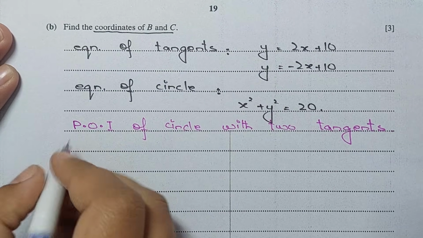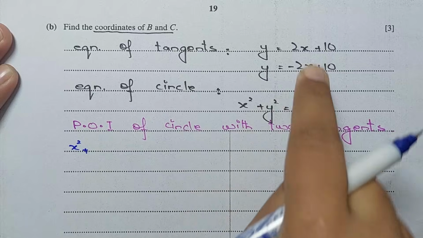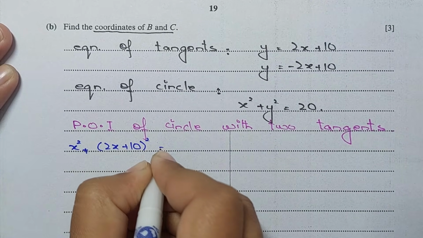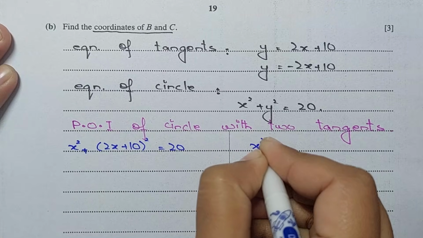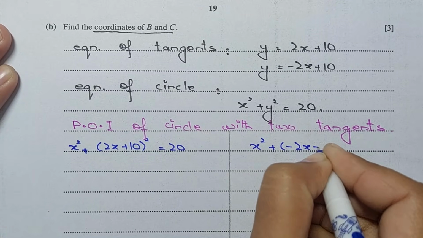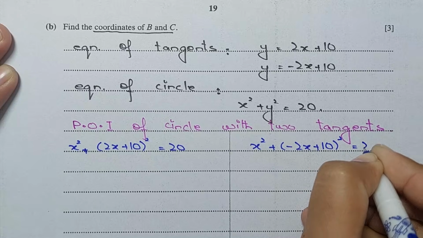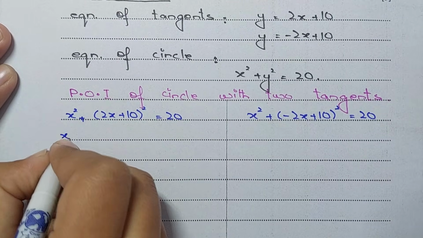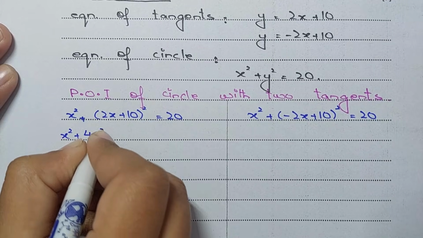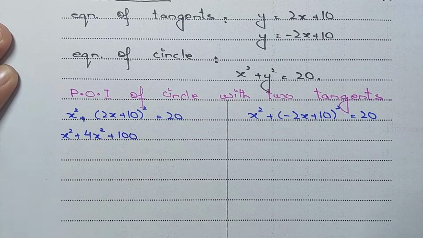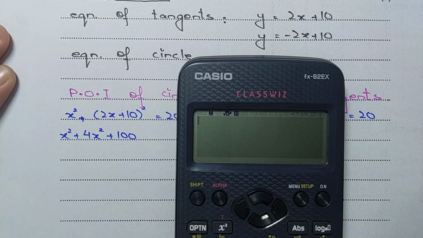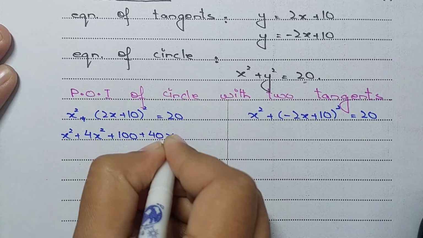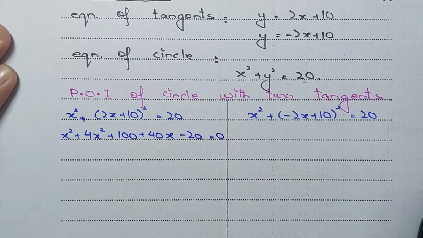So we have the equation of the circle x square plus, taking this first one, (2x plus 10) is y, so x square plus y square equals 20. On the other hand, x square plus (minus 2x plus 10) is y, square, equals 20. And here you will get the coordinates, right? So x square, this is 4x square. 10 times 10 is 100 into 2ab, so 2 into 2 into 10, which is 40x, and shift the 20 to the other side equals 0.